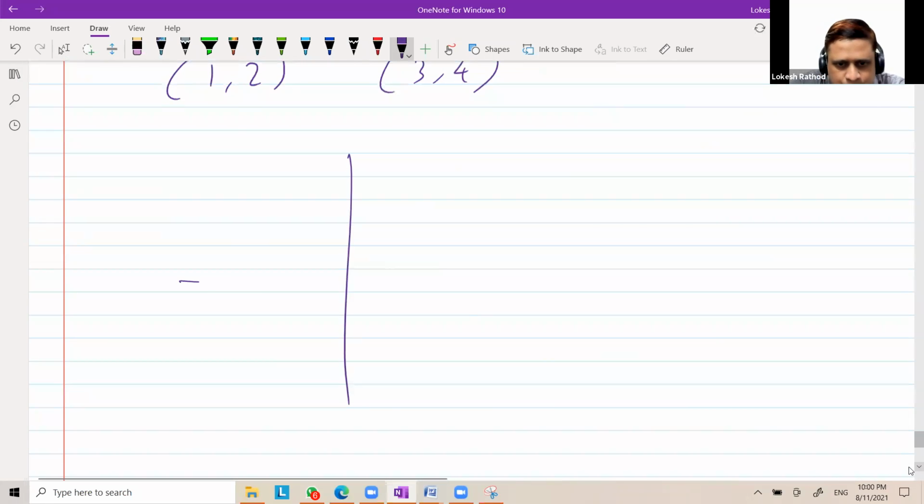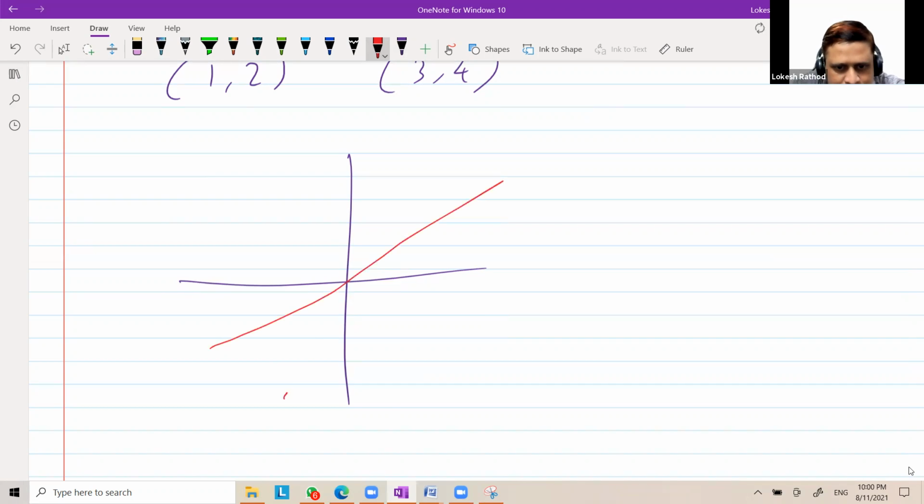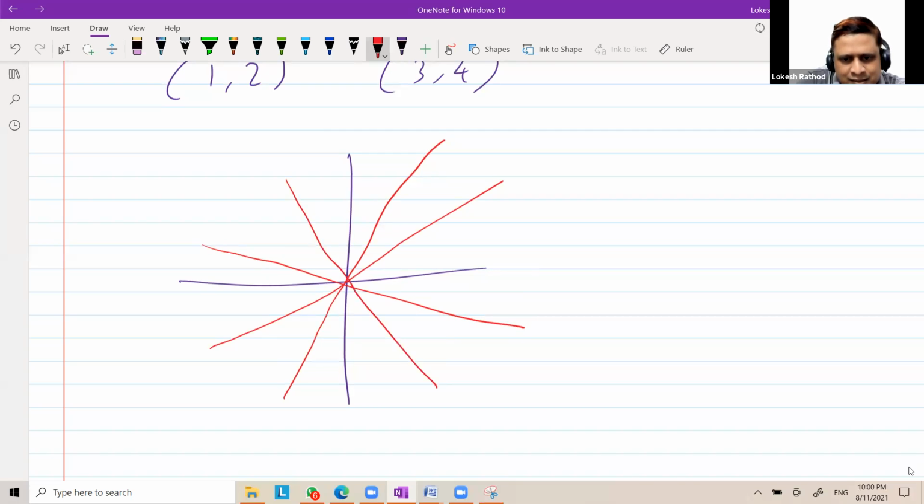So there is a graph paper, and all the lines of the form y equal to mx can be like this. Either they can be like this, or like this, correct? Or maybe like this. So all this red color graph, right? They are of the form y equal to mx graph. All pass through the origin only. That is for sure. Okay.